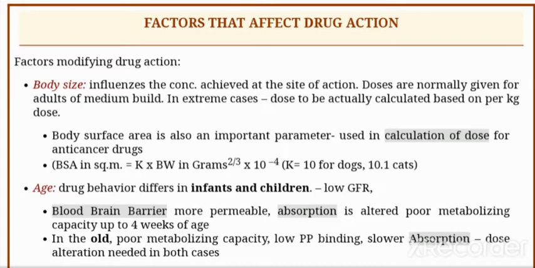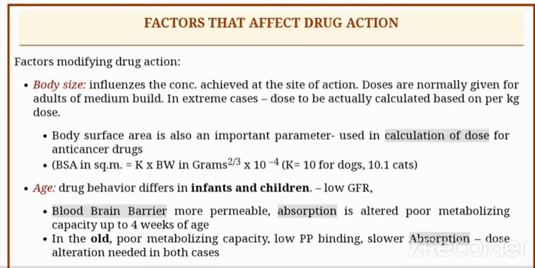The first factor is body size. Body size influences the concentration of drug attained at the site of action. The dose that is given normally corresponds to the adult of medium build. In extreme cases of low weight or higher weight, the dose has to be actually calculated based on the per kilogram dose.